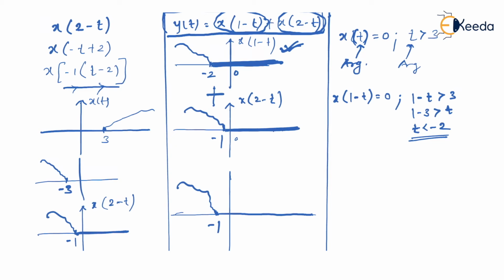Similarly, there is another child of x of t, which is x of 2 minus t, which is definitely equal to 0 whenever, again by using the property, argument is greater than 3. Argument 2 minus t is greater than 3. Or I can write 2 minus 3 greater than t. Or I can write t less than minus 1.